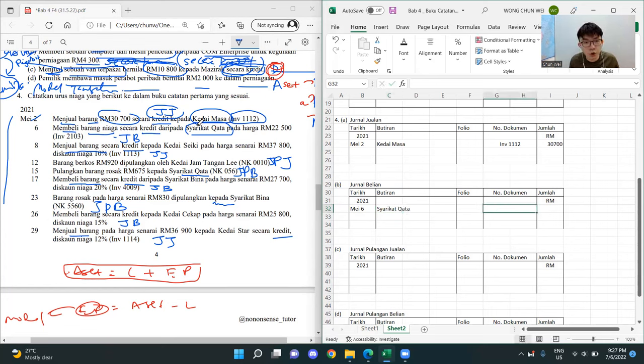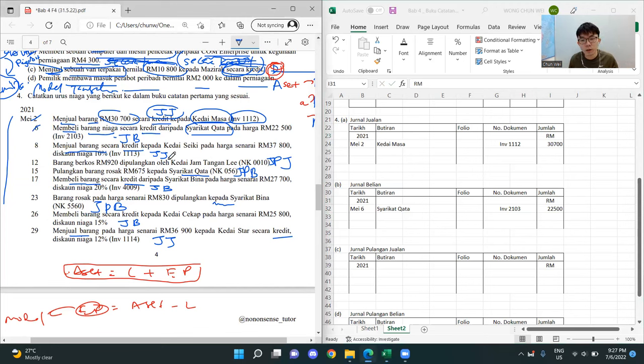Nombor dokumen ada tak? Ada. Invoice 2103. So INV 2103. Berapa jumlah? 22,500. So make sure you got your RM on top or else I don't know. Is it a UK pound or US dollar or Sing dollar or Aussie dollar or Euro? Now we are in Malaysia, so we use Ringgit Malaysia. Okay, May 6 done. So go to eight.